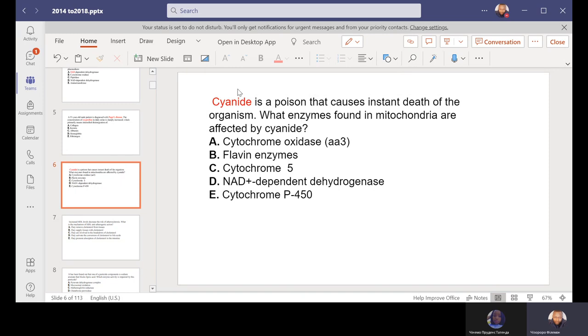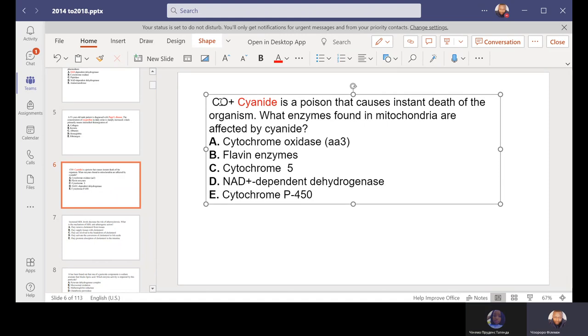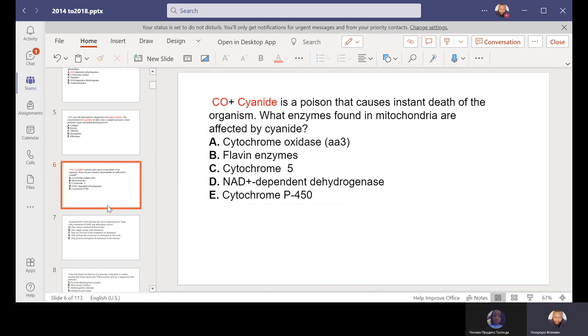And the other thing you need to remember is that this enzyme, cytochrome oxidase, is also poisoned by carbon monoxide. So just remember this: cyanide and carbon monoxide poison cytochrome oxidase. It's more than enough.